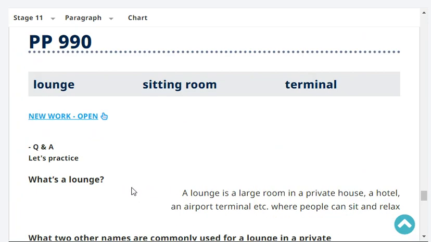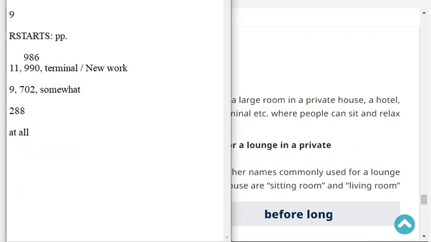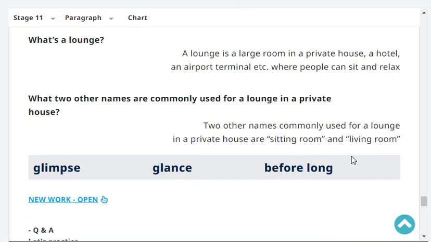What's a lounge? A lounge is a large room in a private house, a hotel, an airport terminal, etc., where people can sit and relax. Very good.